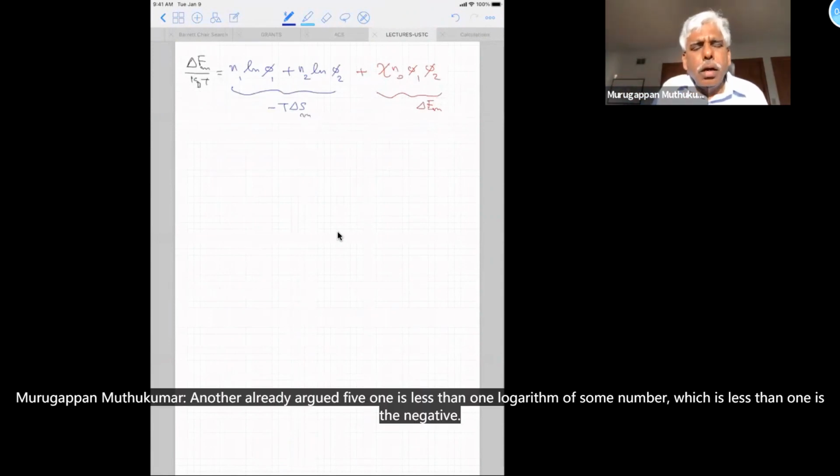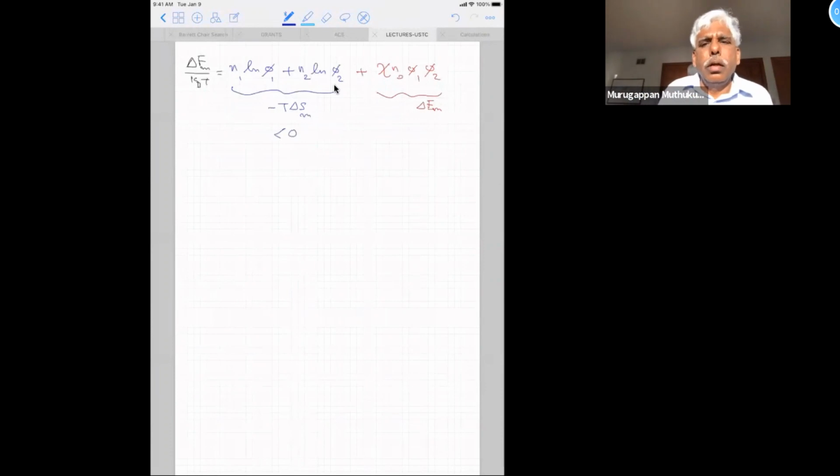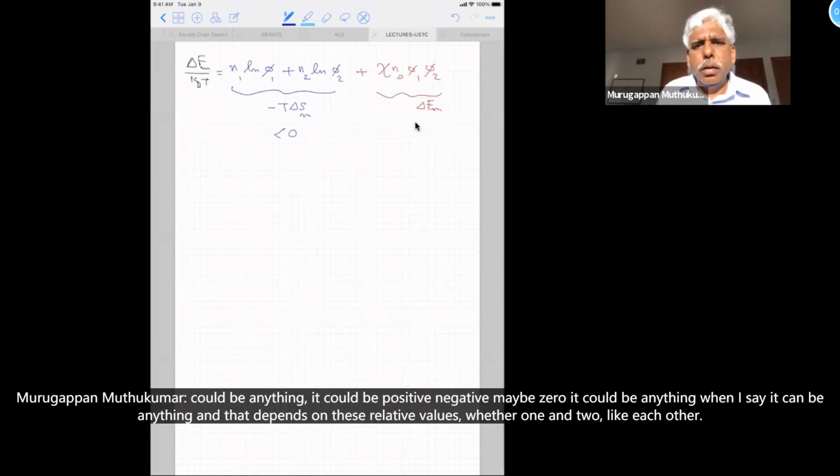And as I've already argued, phi 1 is less than 1. The logarithm of some number which is less than 1 is negative. N1 is of course positive. Similarly, phi 2 is less than 1, therefore the logarithm of phi 2 is negative. Therefore, this blue term is negative. The red term could be anything. It could be positive, negative, maybe 0.